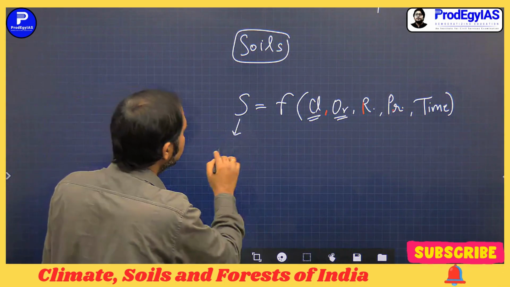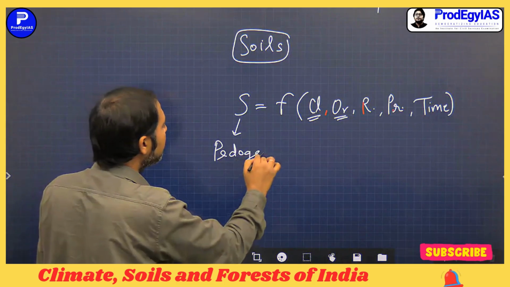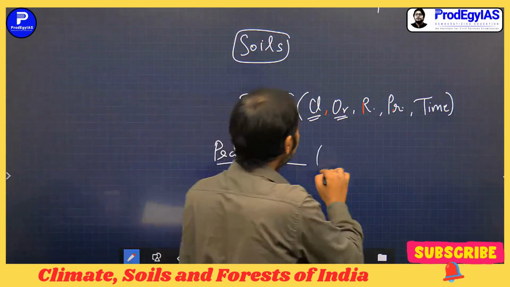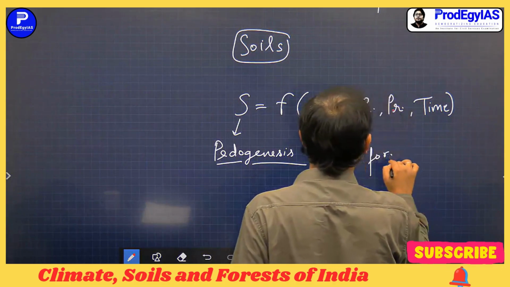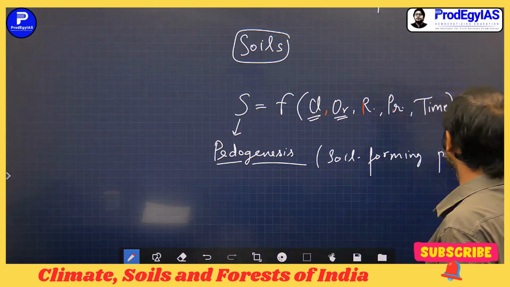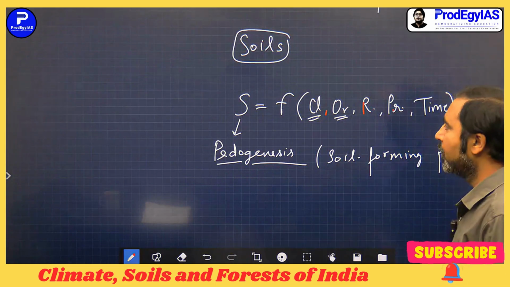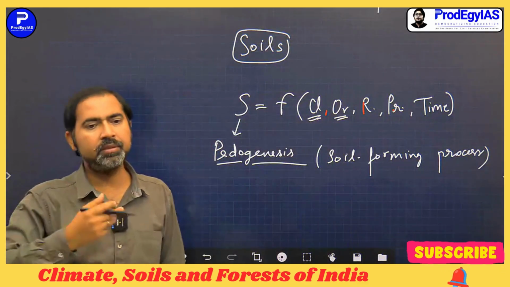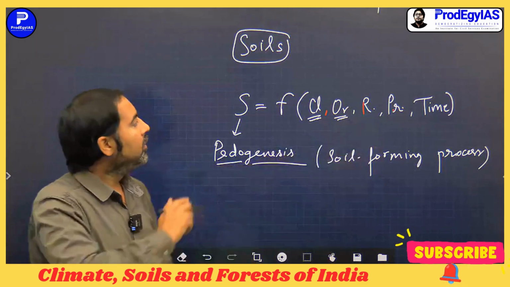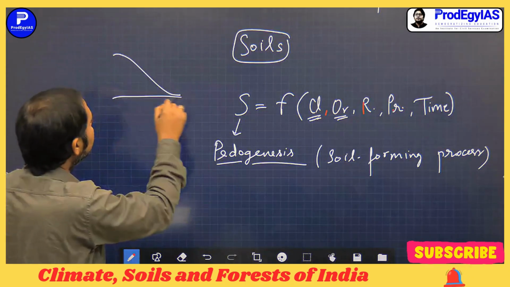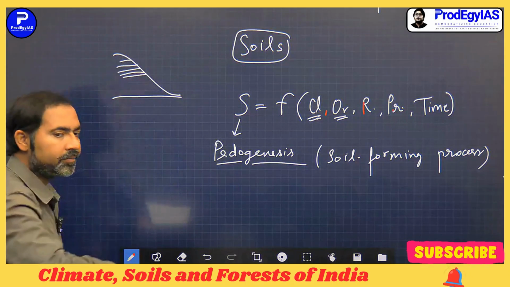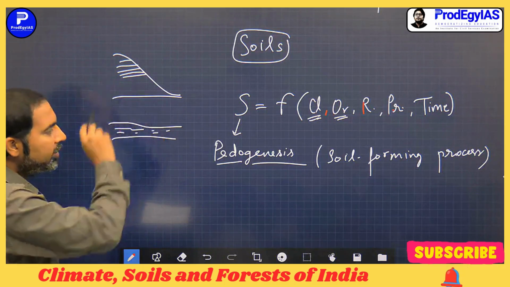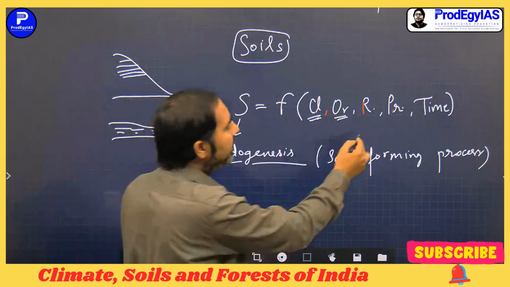Soil formation is known as pedogenesis. It is called pedogenesis, the soil forming process, right? So for pedogenesis: climate, organic material, that is your dead remains of animals and vegetation. Relief means if there is a slope, there will be a different development of soil in this area. If this is a plain, the development of soil will be of a different type. Parent rock material is also very important.